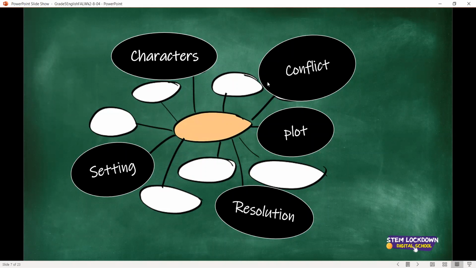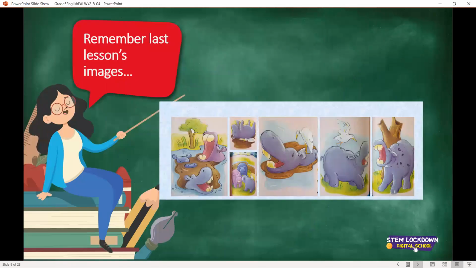Okay, so I hope you have this drawn. I'm sure you've drawn it before. I'm going to help you. I'm going to use last lesson's images, my hippo story that I used last lesson. All right, so I'm going to use these pictures. Some of you have seen them before, so you know where we're going with this.